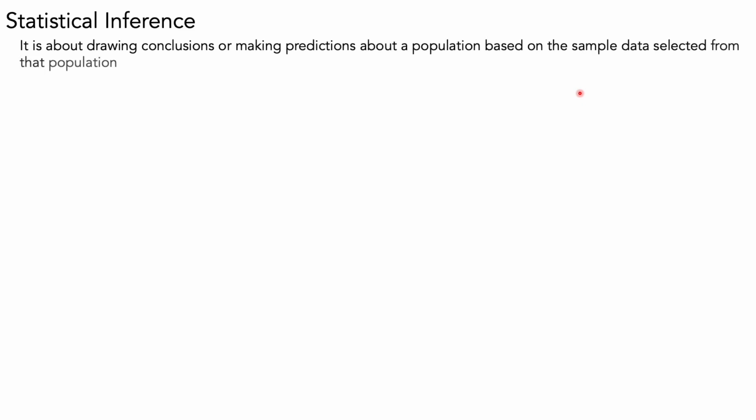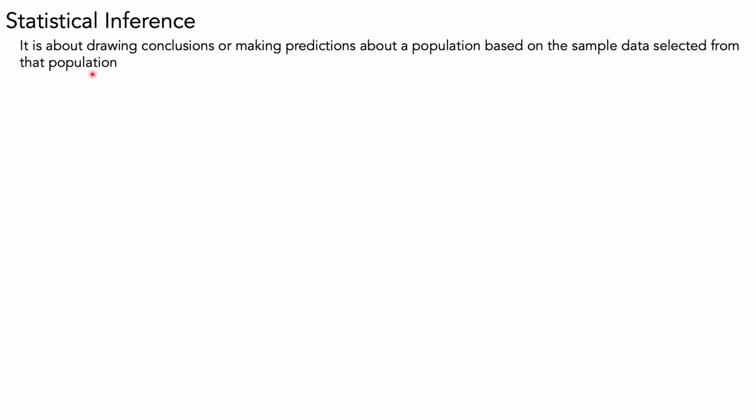In inferential statistics we make some inferences, conclusions or predictions about a population by making some statistical measurements, using statistical procedures on the samples that we collect from the data. Statistical inference can be defined as drawing conclusions or making predictions about a population based on the sample data selected from that population.